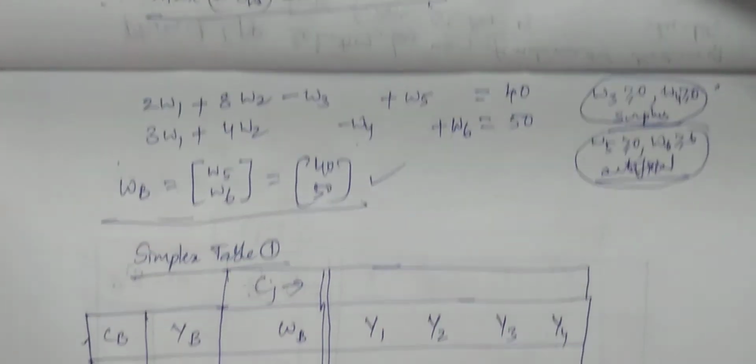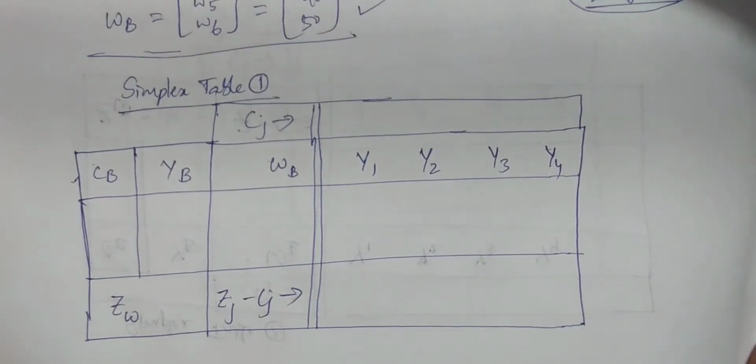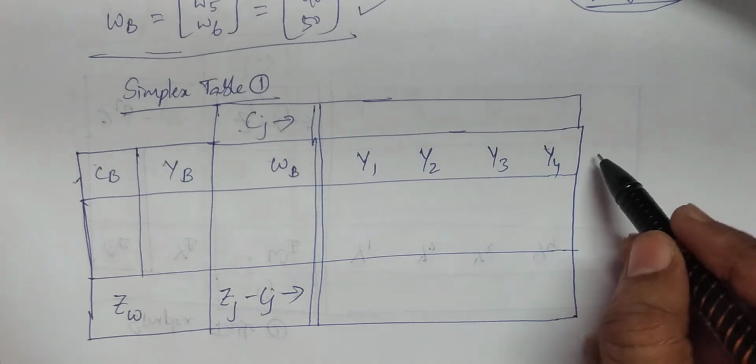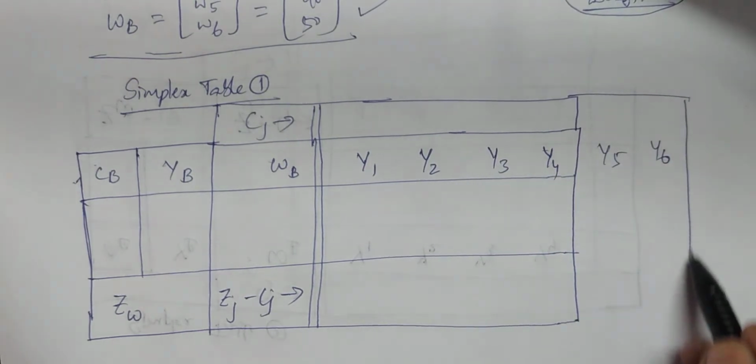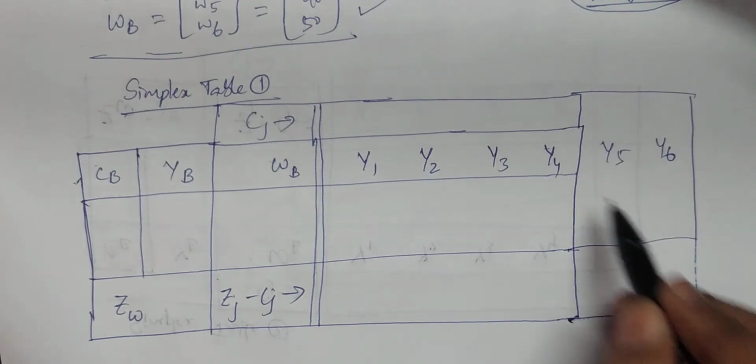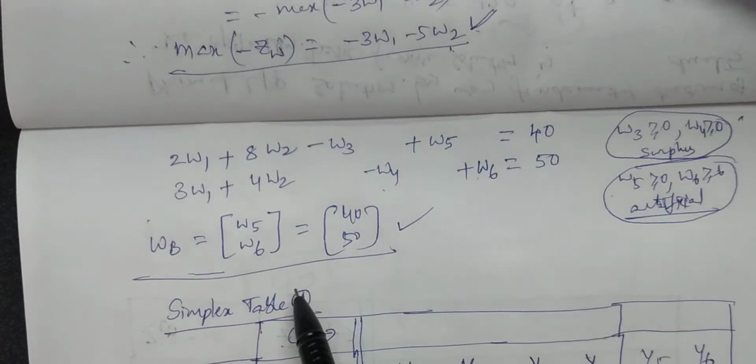I have formulated simplex table 1. You please refer, simplex table 1 is formulated here. So here we have the additional vectors y5, y6. One more particular point we forgot, that is the objective function. The objective function should be modified, so you have to put the costs here.